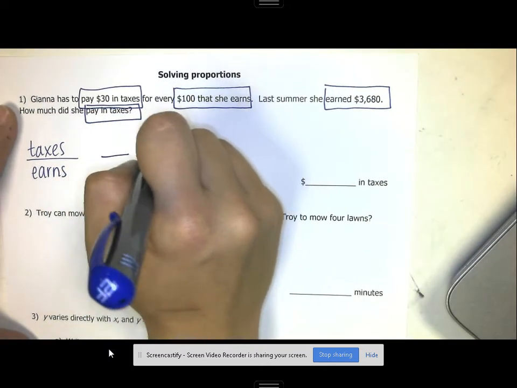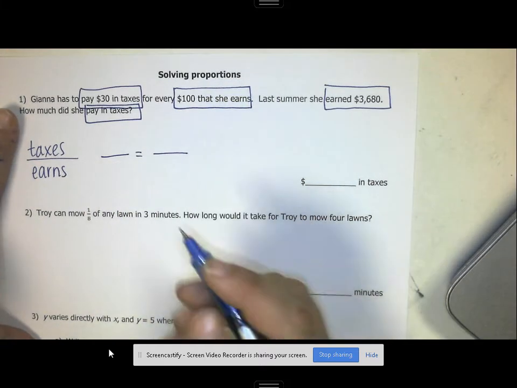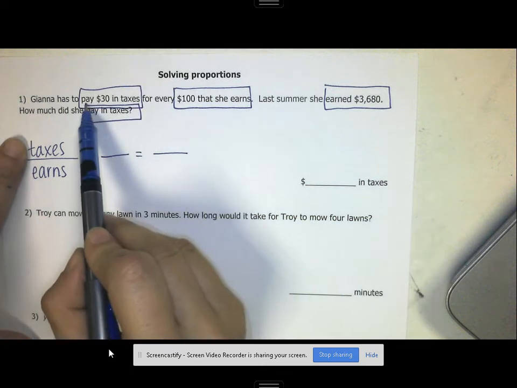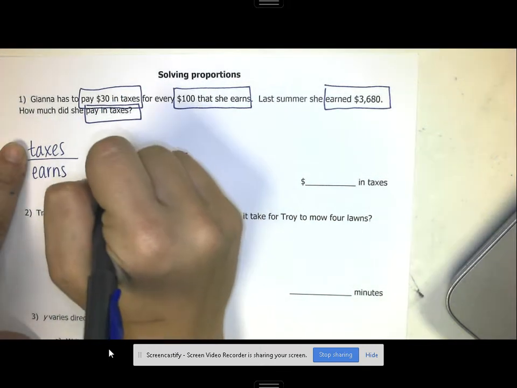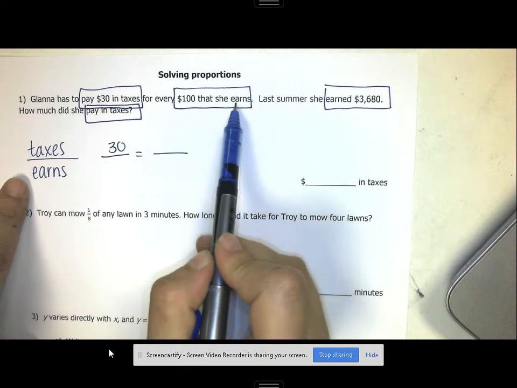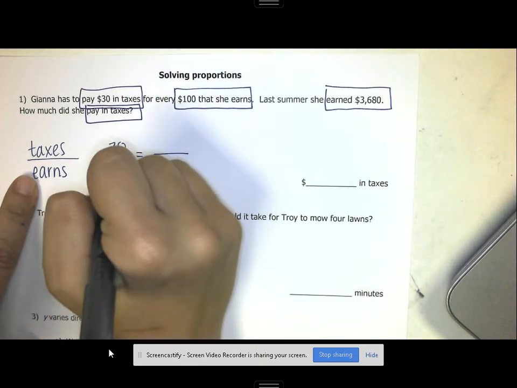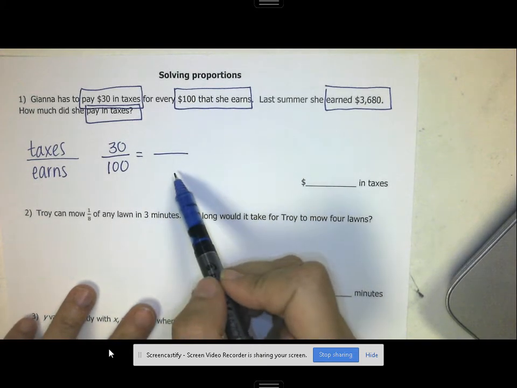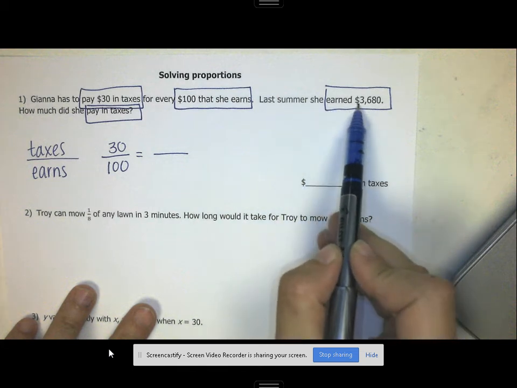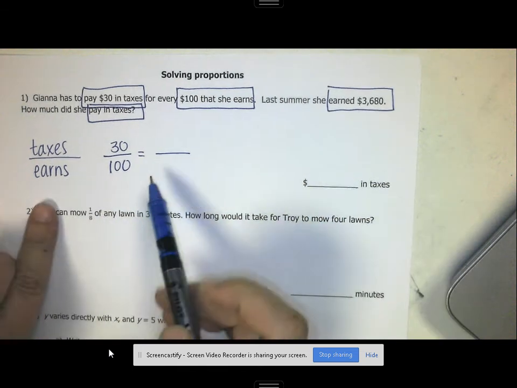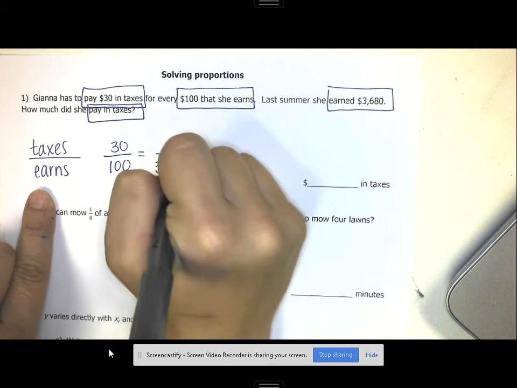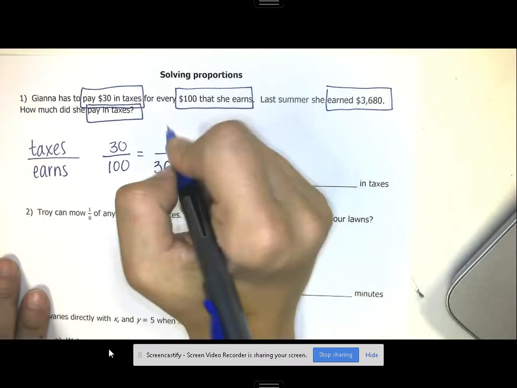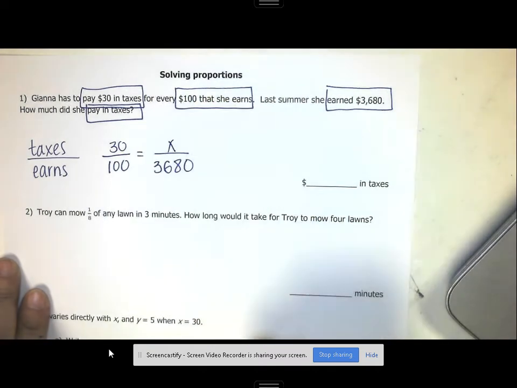So now I'm going to set up two fractions that are equivalent to each other. And in my first fraction, I'm going to use the pair of information I was already given. She pays $30 in taxes. Taxes, 30. For every $100 she makes, she earns $100. Now, my next fraction, I'm not going to have both pieces of information. Last summer, she earned $3,680. Earned, $3,680. How much did she pay in taxes? I don't know this, so I'm going to put an X there because that is an unknown.